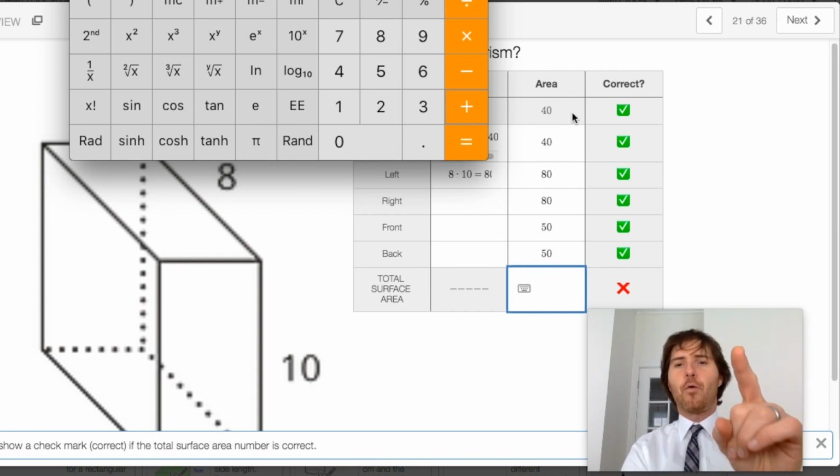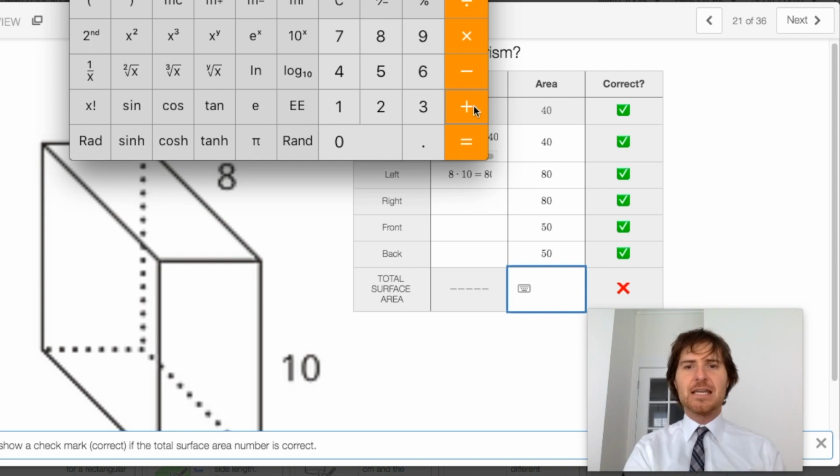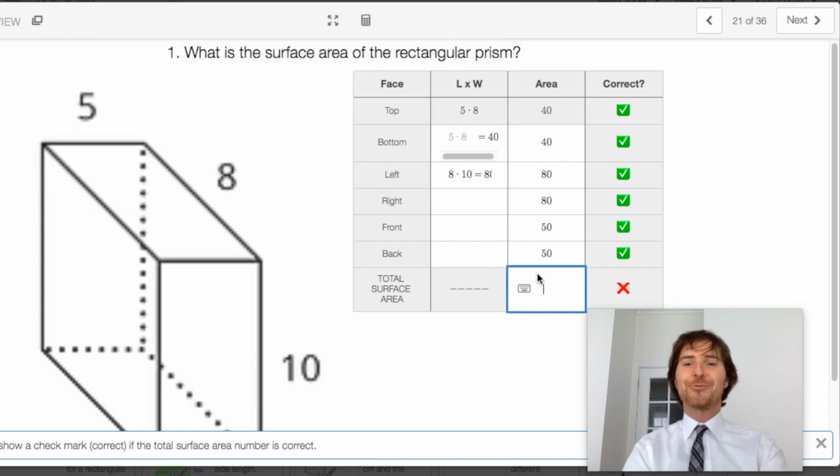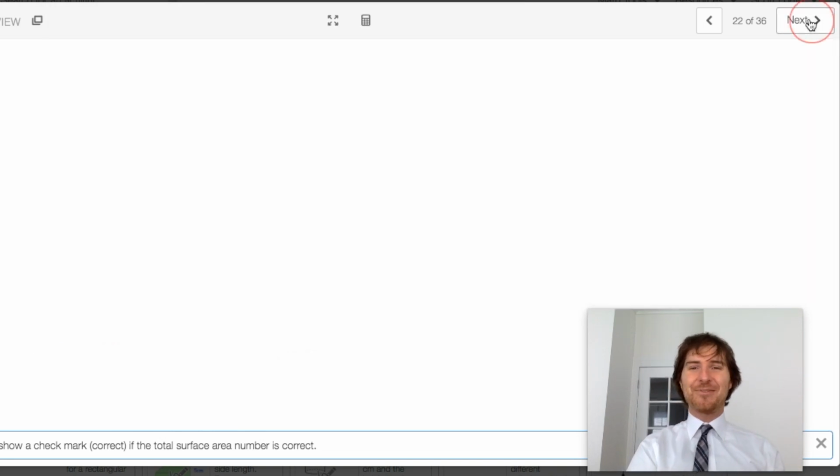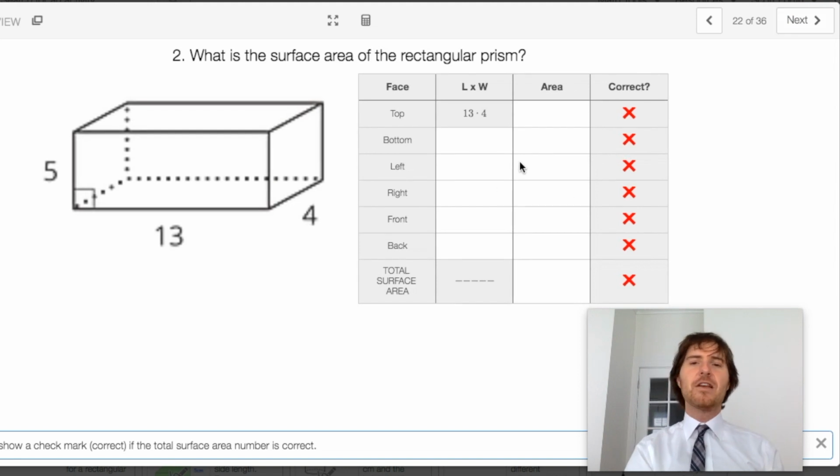So what I'm going to do is 40 plus 80 plus 50, and do that twice. 40 plus 80 plus 50 would indeed be 170, and I'm going to times that by 2 because I have 6 faces, not 3. And I got 340, and I believe it's going to tell you if you did it right. There we go. We got it. Okay, let's keep going. What's the surface area of this rectangular prism?